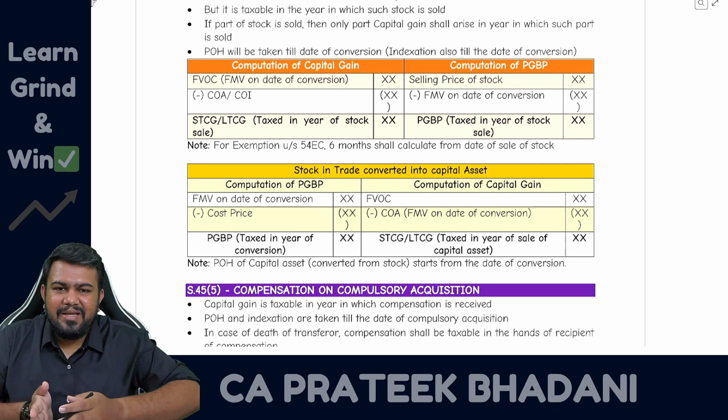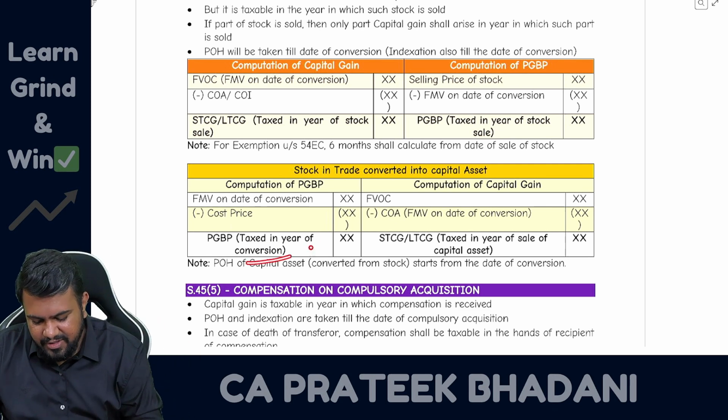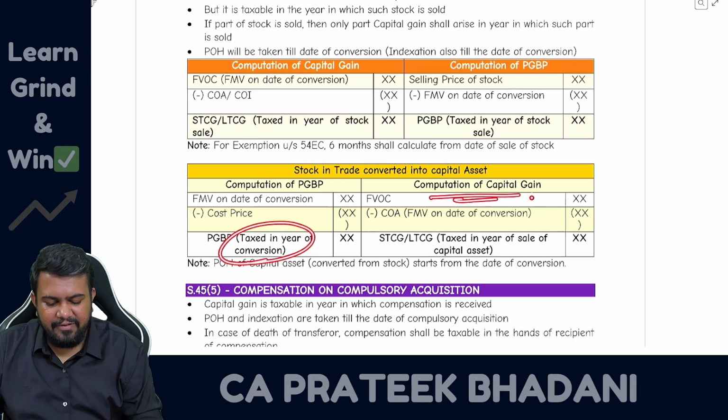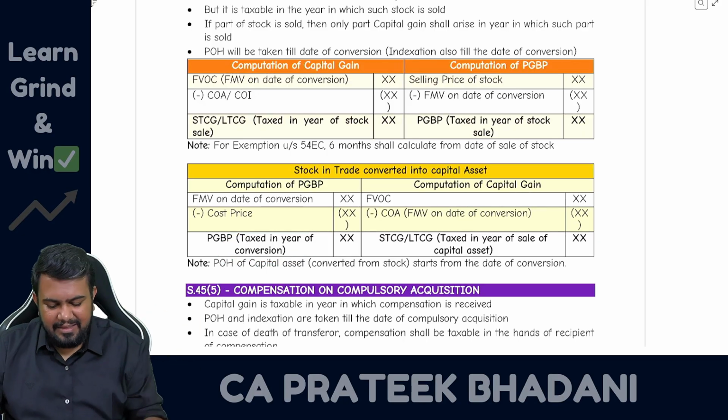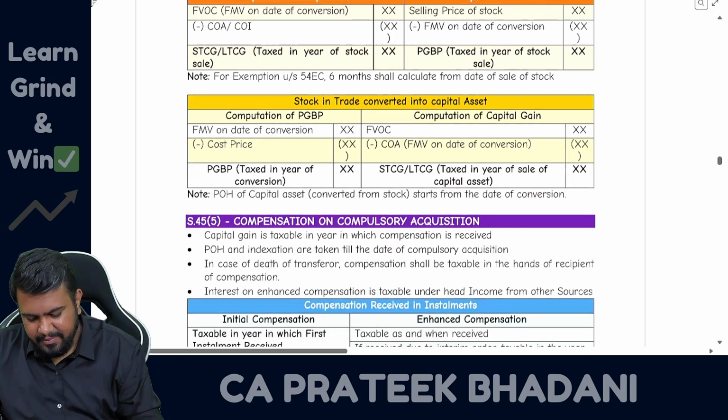For this PGBP income, you cannot wait till the sale of capital asset to tax it. In the year of conversion itself, it will be taxable. Later on, whenever capital gain is there, in that year, the capital gain will be taxable in the year of sale of capital asset. Fine.